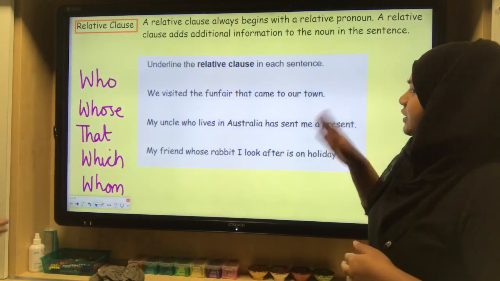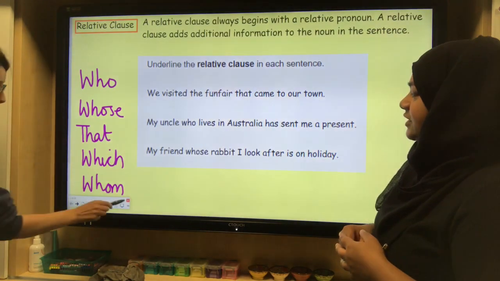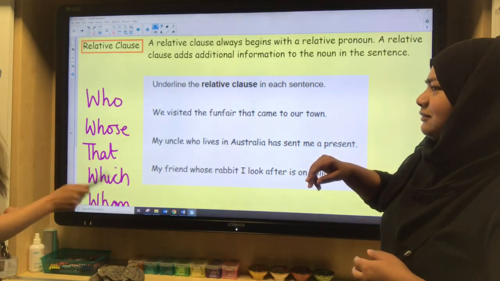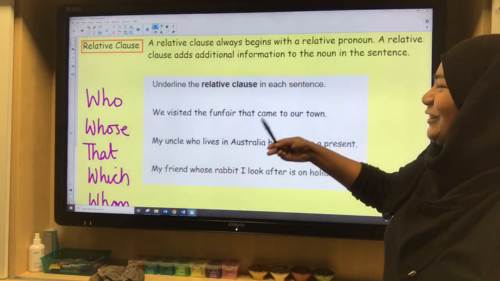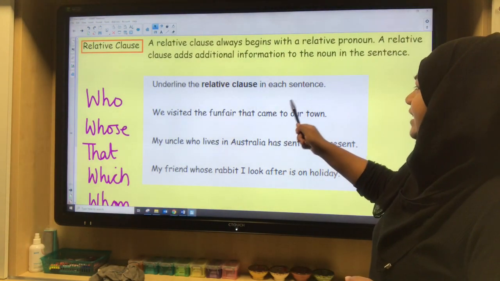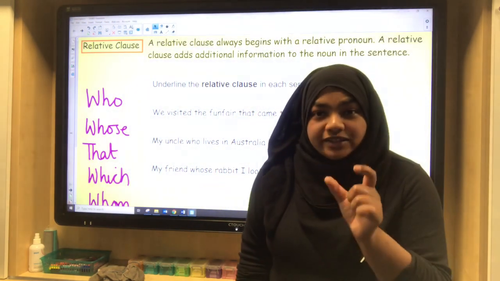So this first question here, it's a past tense question, says the following. Underline the relative clause in each sentence. So just the relative clause.